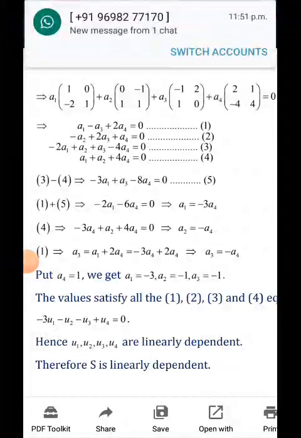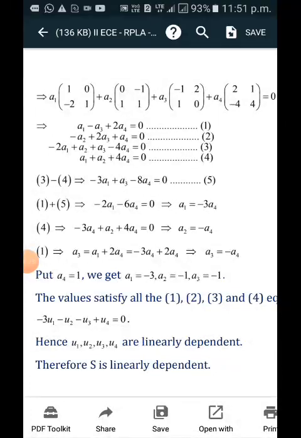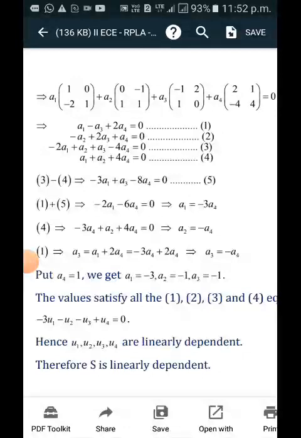So our aim is to find all the values other than a4, that is a1, a2, a3, in terms of a4. Equation number 4 implies minus 3a4 plus a2 plus 4a4 equal to 0. From this equation, we get a2 in terms of a4, that is minus a4. From equation number 1, we get a3 equal to minus a4. So now we get a1, a2, a3 in terms of a4.